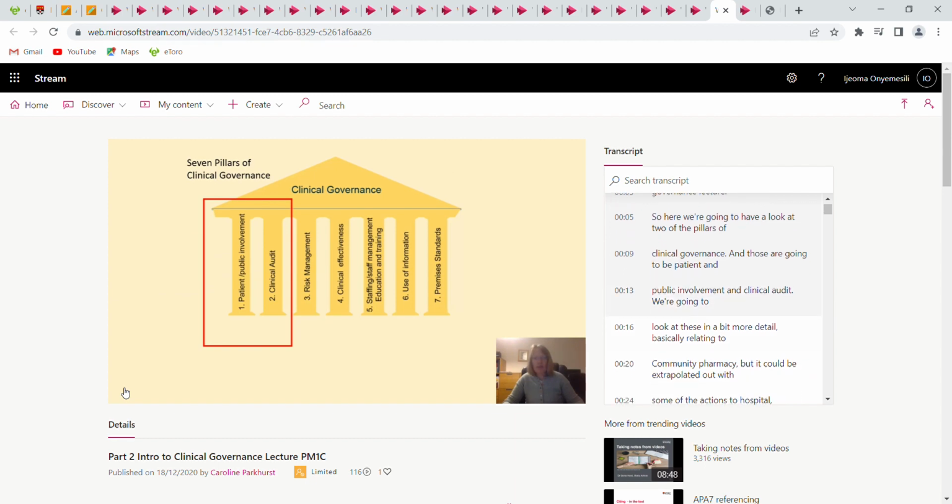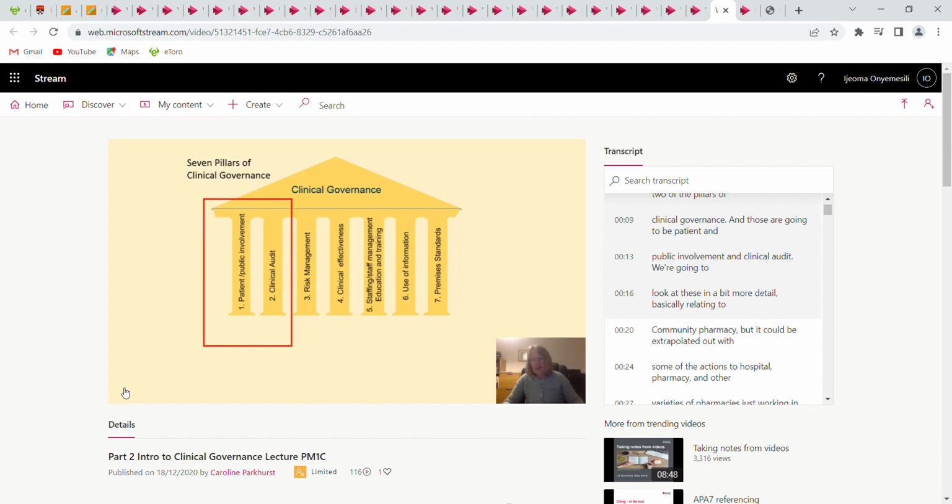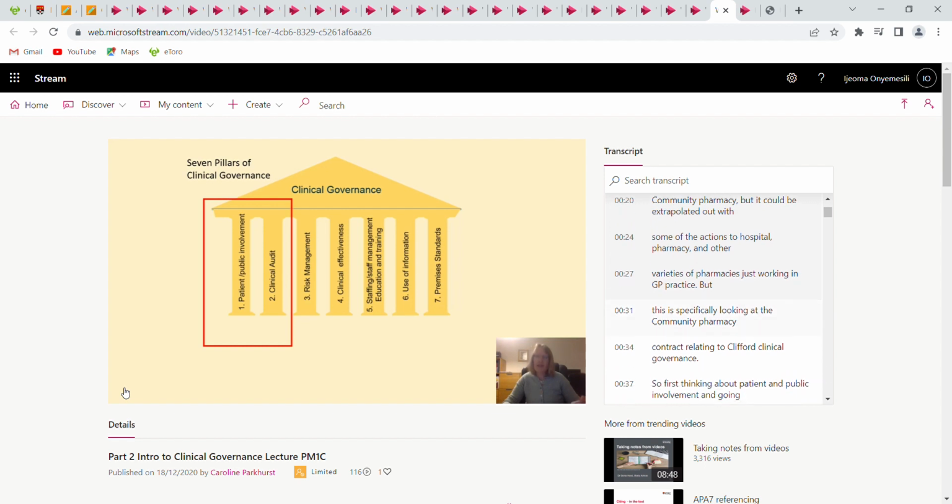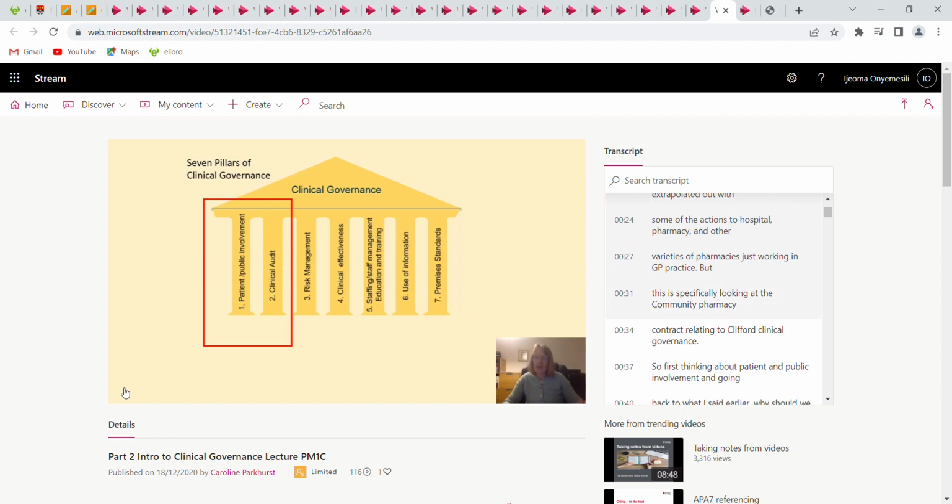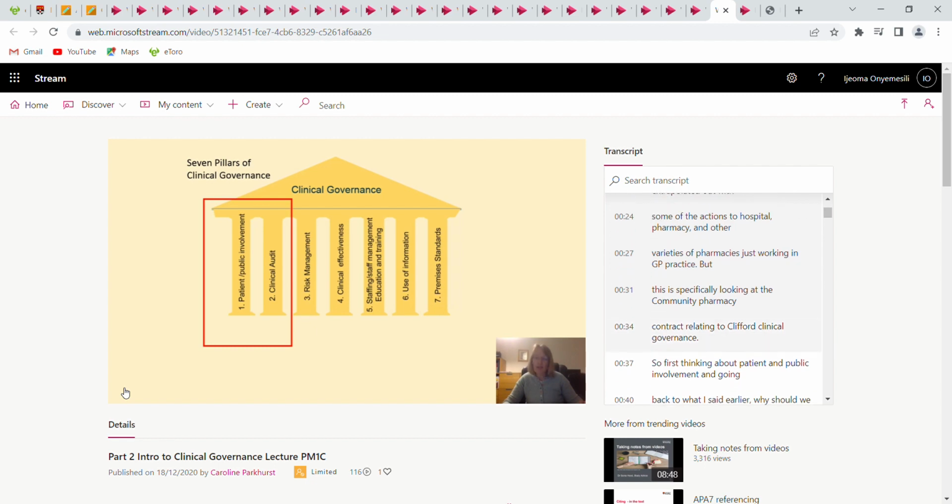We're going to look at these in a bit more detail, basically relating to community pharmacy, but it could be extrapolated out with some of the actions to hospital pharmacy and other varieties of pharmacists just working in GP practices, but this is specifically looking at the community pharmacy contract relating to clinical governance.